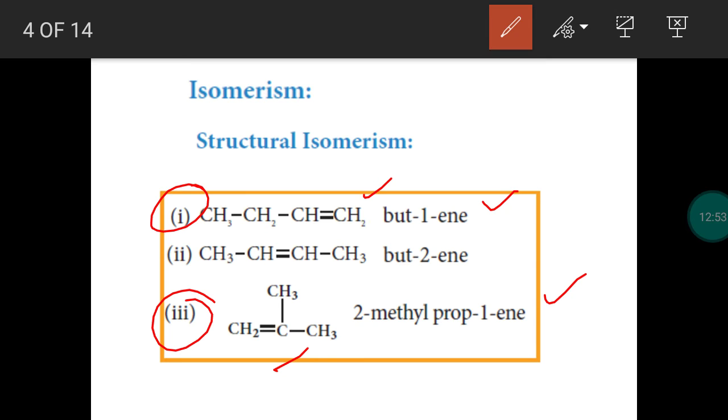So compounds with the same molecular formula but different chain or different carbon skeleton are called chain isomers, and the property is known as chain isomerism. So first and third are examples of chain isomers. The same way we can take second and third. Both have the same molecular formula, C4H8, but different carbon skeleton or chain. So 2 and 3 are also chain isomers, and the property is known as chain isomerism.